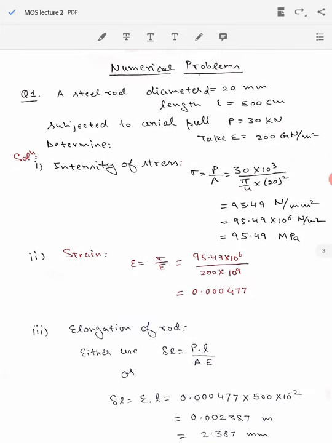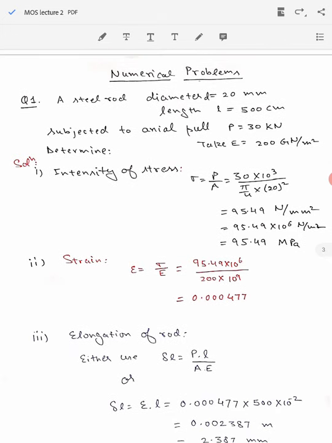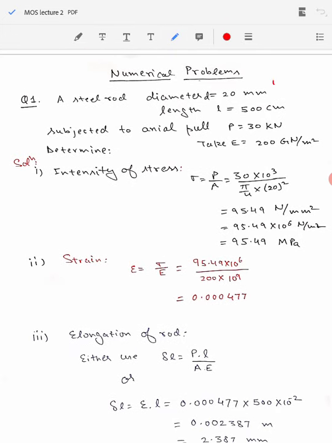Now let's do some numerical problems in order to understand this topic more clearly. Let's take the case of a steel rod like the one which I have shown earlier. Let's say that its dimensions are given to us. So we know the diameter of the steel rod, it's 20 millimeter. The length of the steel rod is also given, it is 500 centimeter, and it is subjected to an axial pull of, let's say, 30 kilonewton. We know the material of the rod, it is steel, so we know the modulus of elasticity value for this particular material, that is 200 giganewton per meter square.